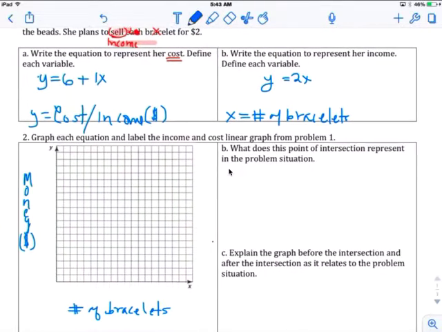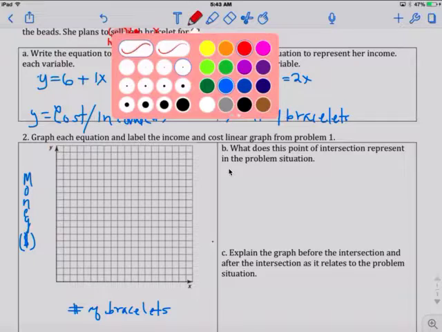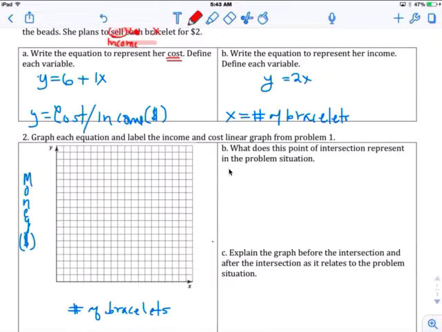Okay, graph each equation and label income and cost line for problem 1. Oh, income. Label the line income and cost. Okay, let's do the cost. Y-intercept is 6. You go up 1 over 1. So y-intercept is 0, 6.